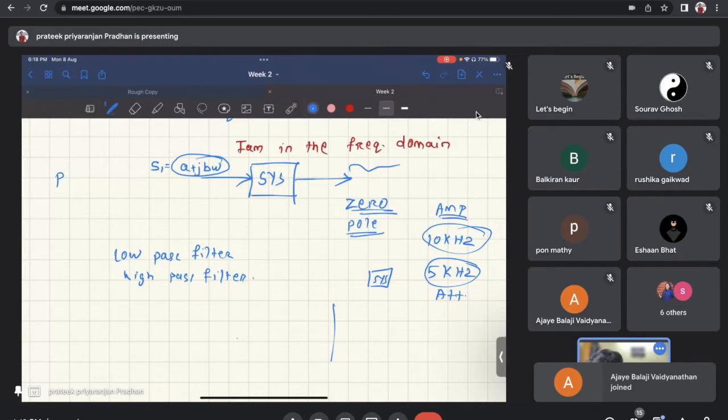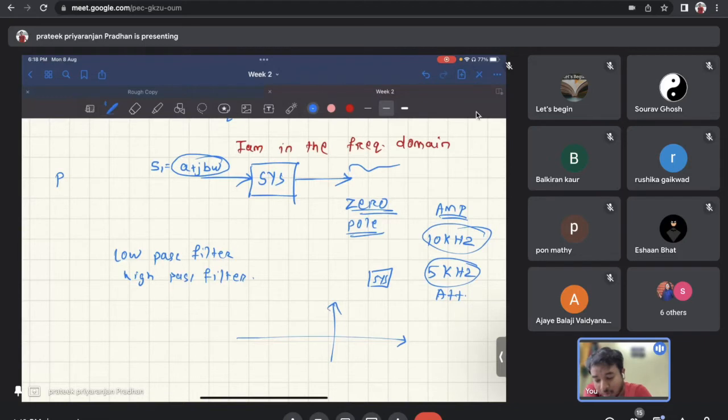So in this real and imaginary plot, if you put a 0 at 5 kilohertz and a pole at 10 kilohertz, then definitely when a signal comes at 5 kilohertz, because the system has a 0 at 5 kilohertz, it will be going down, it will be attenuated. As the pole is at 10 kilohertz, it will be amplified. The poles and zeros are very useful when designing a system.